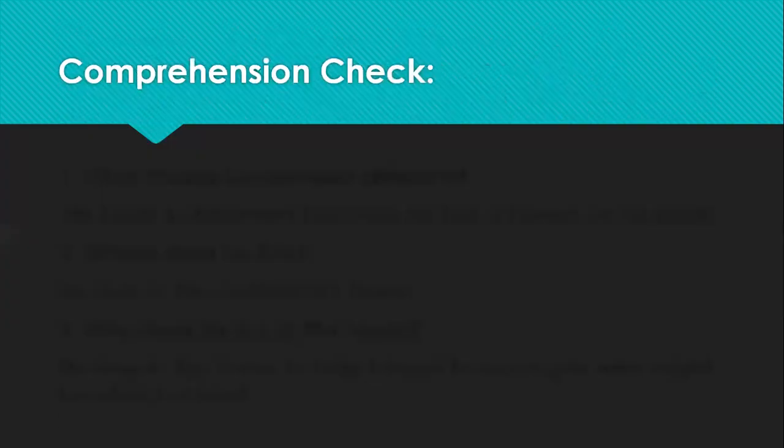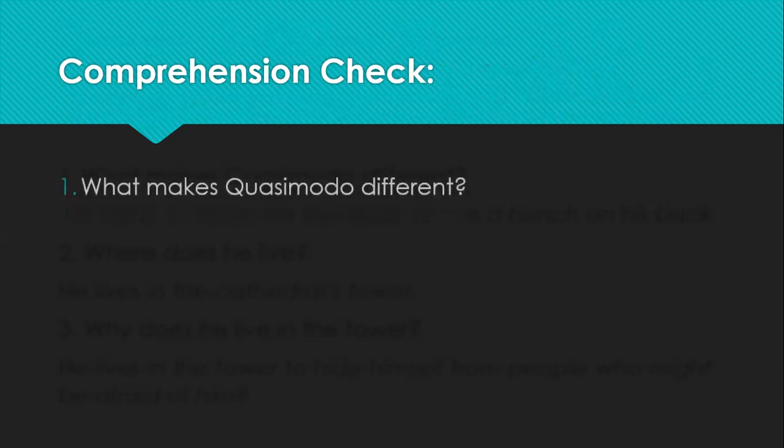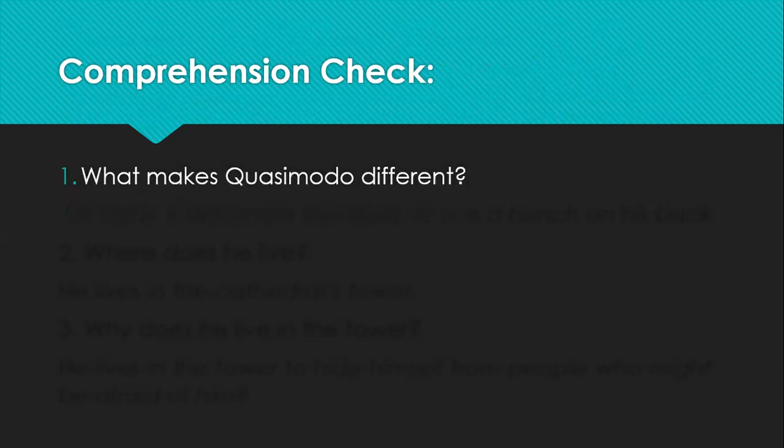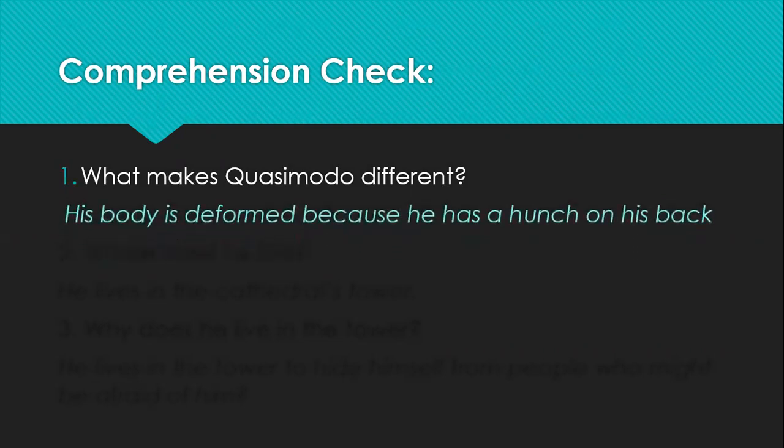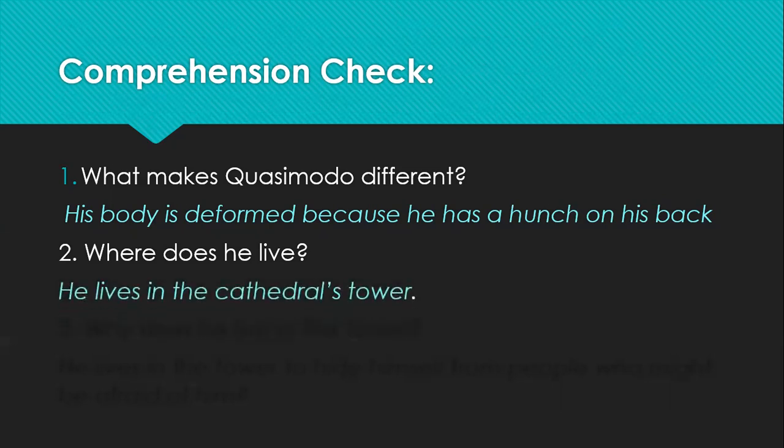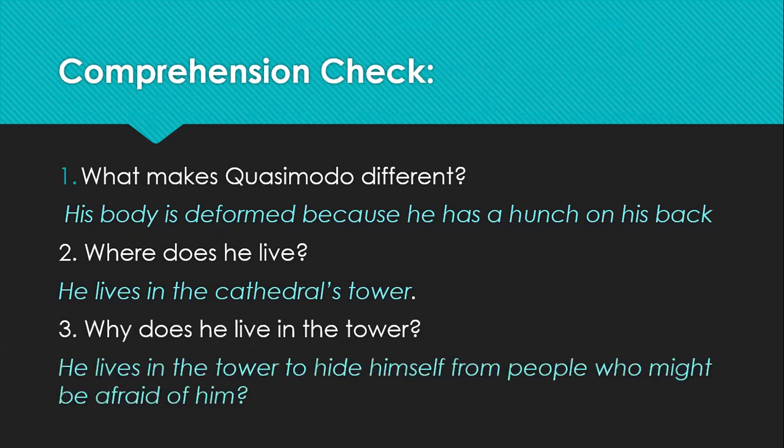Now let's have some comprehension check if you understand the story. What makes Quasimodo different? His body is deformed because he has a hunch on his back. Where does he live? He lives in the cathedral's tower. Why does he live in the tower? He lives in the tower to hide himself from people who might be afraid of him.